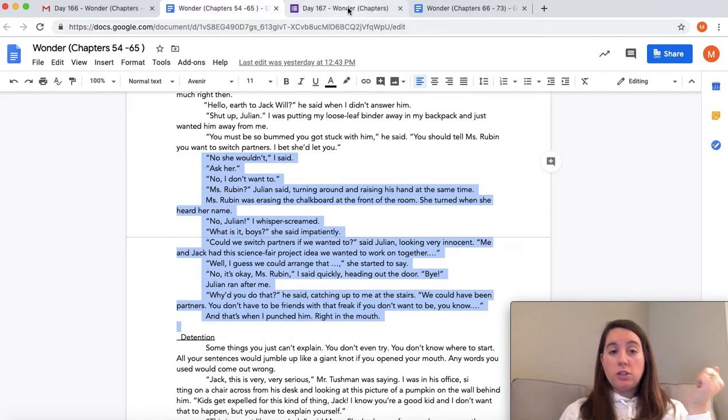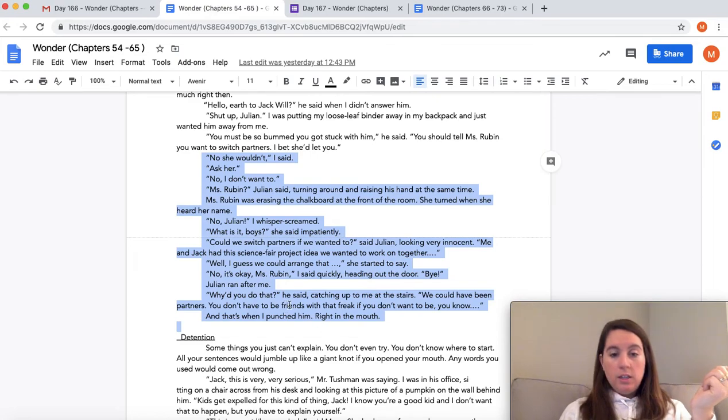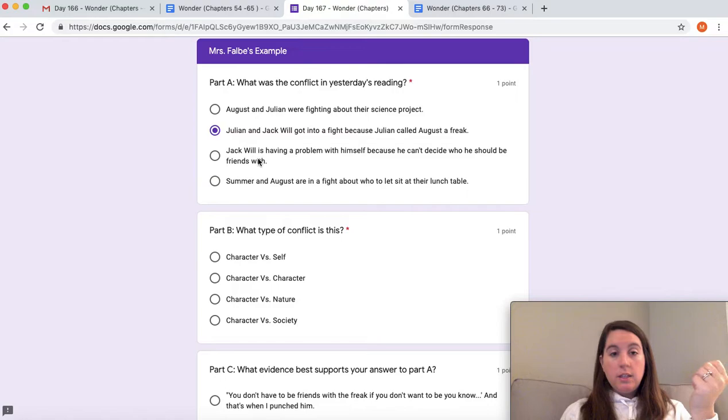So that shows us our conflict right there. So now we want to look through, so we highlighted that section in the story, and we want to look through and see what our answer is. Is it that August and Julian were fighting about their science project? No, August wasn't there, so it can't be A. Julian and Jack Will get into a fight because Julian called August a freak? Well, right before he punched him, he called August a freak, so that could definitely be our answer. Jack Will is having a problem with himself because he can't decide who he should be friends with?